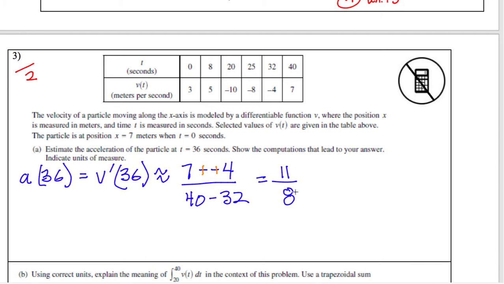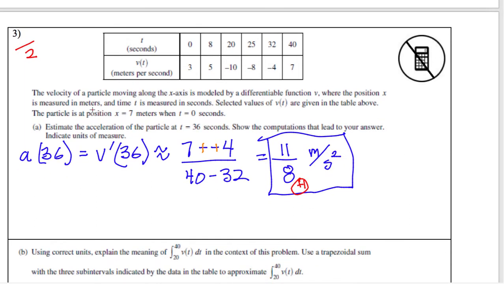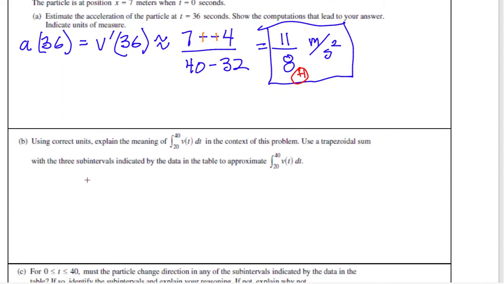And don't forget our units. Indicate units of measure. It says to do that right now. So if I'm taking the derivative of meters per second, I'm dividing by seconds again. So it's meters per second squared. And that is our final answer. Box it. So just by getting 11 over 8, you get 1 point. The units for part A and B will give you 1 point. Let's talk about B and then come back and check to make sure we got the units correct.